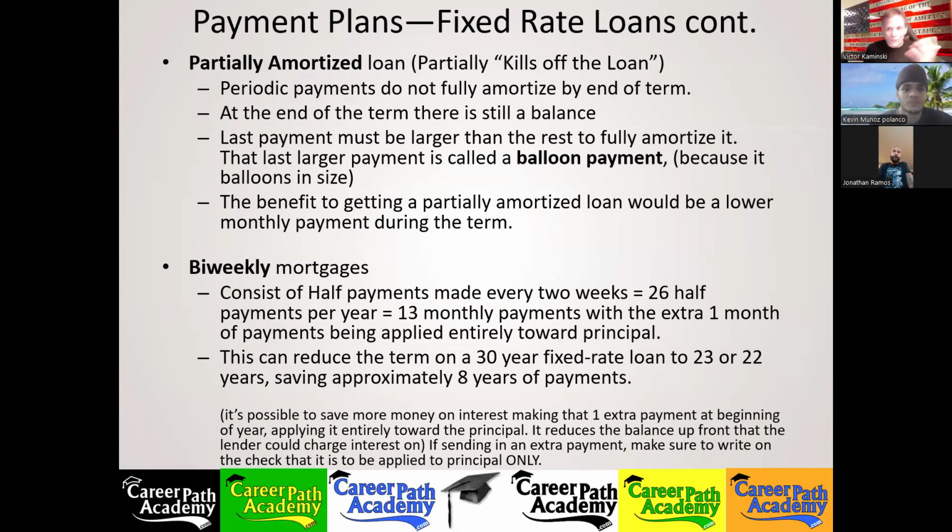What is interest? It's the rent to borrow the money. So basically, you're paying rent in advance. Don't do that. Don't pay the rent, pay the principal so that you own it quicker, right? Yeah. So that's if you're making a payment by check.